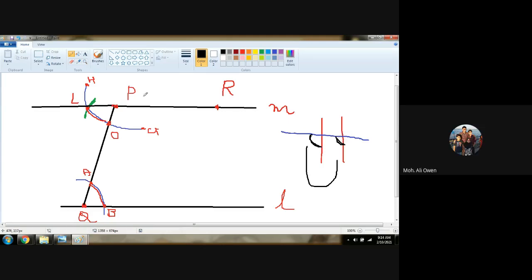Yes, sir. Remove this part up till here so that you can understand. This angle will be the corresponding angle to this angle. It will be equal. That means these two lines are parallel to each other. If these corresponding angles are equal, we can make out that this line and this line are parallel lines. Yes or no?